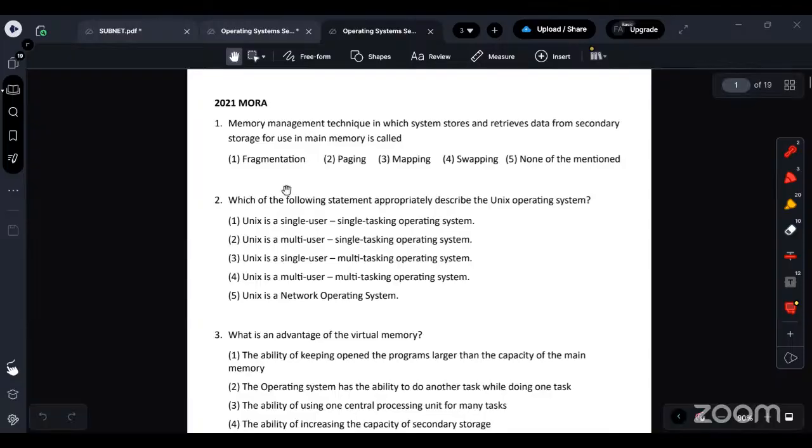So, first one. Okay, so memory management technique in which system stores and retrieves data from secondary storage for use in memory is called. What is the answer? While I'm reading the question, I want the answers dropping in the chat box quickly. Everyone.